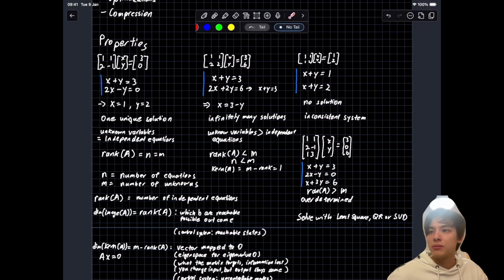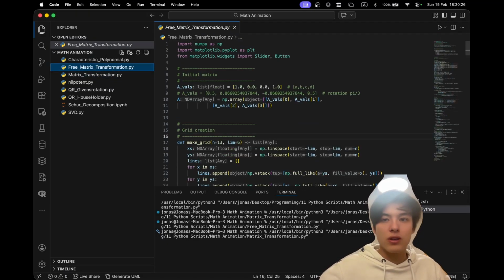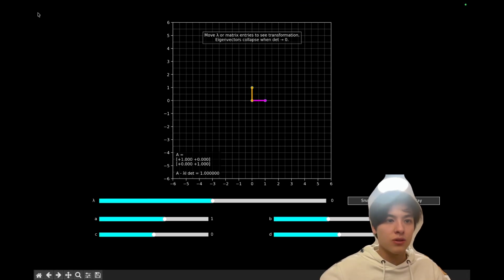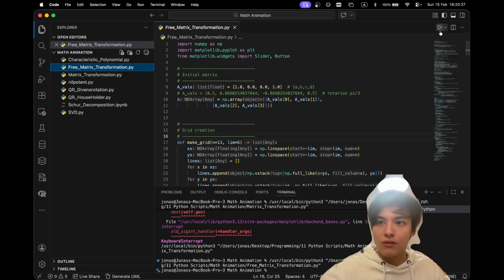Let's go back to my laptop. Here I have a different script, just a free matrix transformation. Oops, I think something's running. Oh wait, why did I get an error? Whatever.